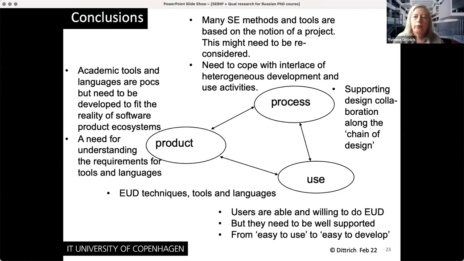Many of the software methods and tools are based on the notion of the project. This might need to be reconsidered. We need to cope with an interlace of heterogeneous development and use activities. And how can we support design collaboration along this kind of chain of design that I showed in the figures?